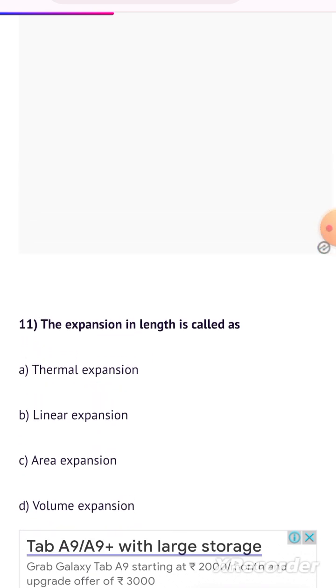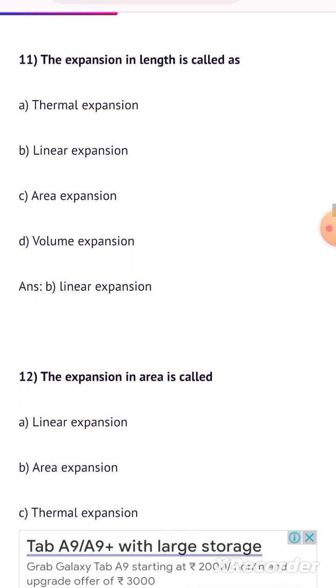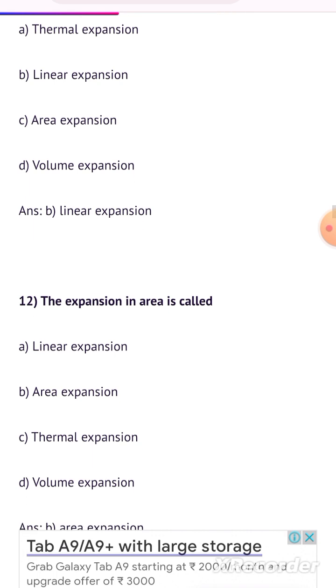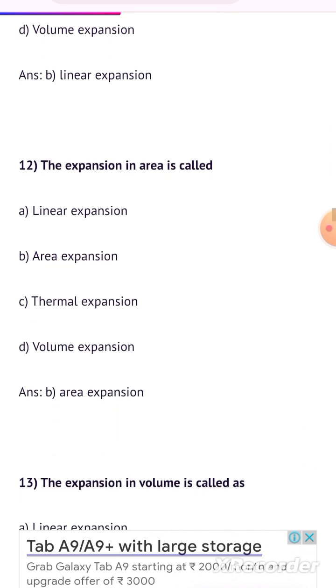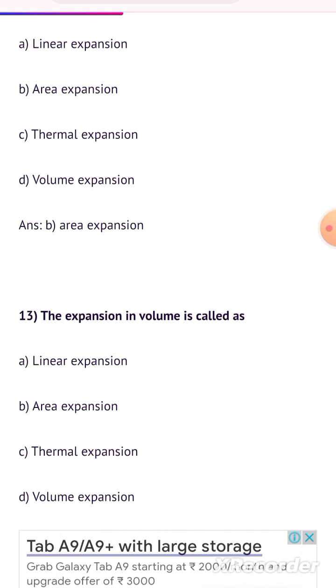The expansion in length is called as... So if the expansion happens in one dimension, we call it option B, linear expansion. Question number 12. The expansion in area is called areal expansion or area expansion. So we have question 13. The expansion in volume is called as.